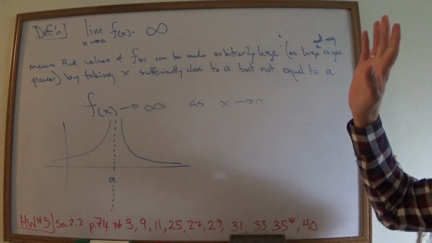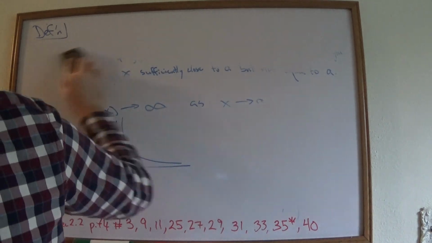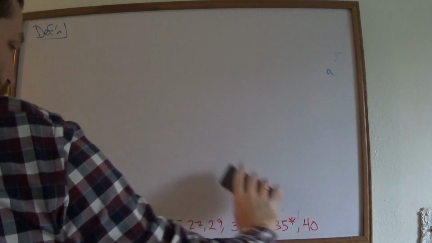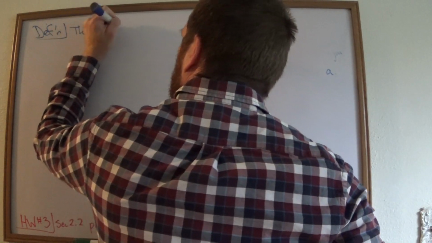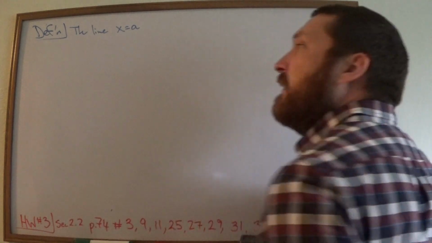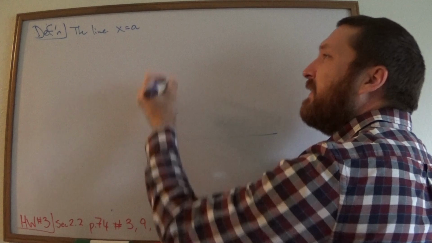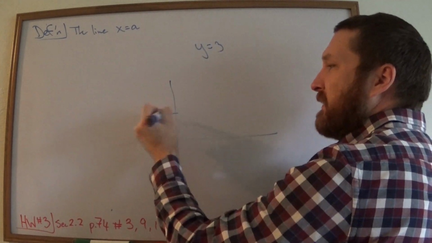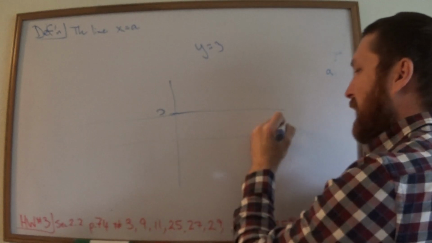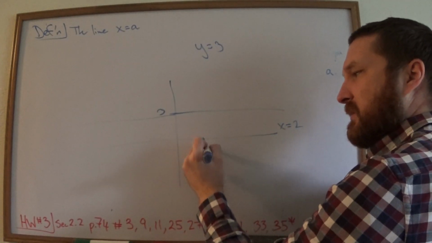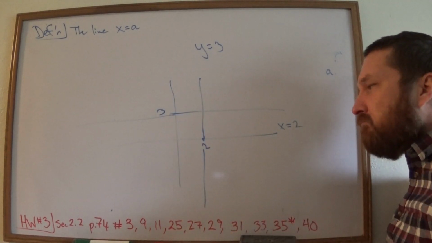So, can I get rid of this definition? Yeah. Okay, here we go. Another definition. The line x equals a. That's a line, isn't it? I don't think about that; I think of the line y equals 3. Oh yeah, that's a line because y is always equal to 3. But the line x equals 2 is also a line. It's just this line right here. It's a vertical line. It's not a function, but it's a line.